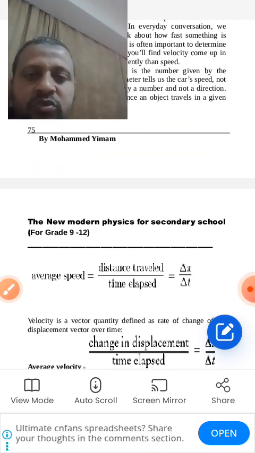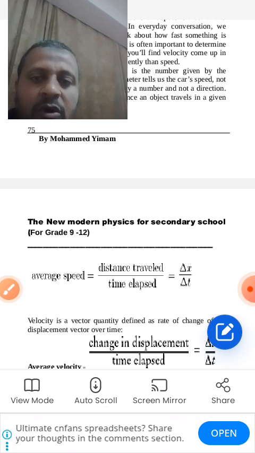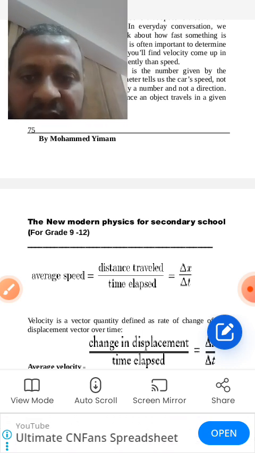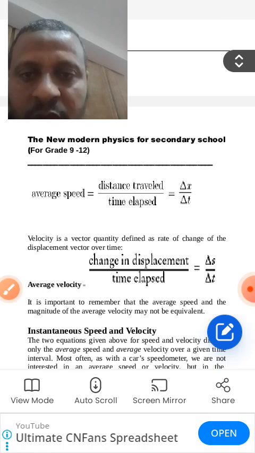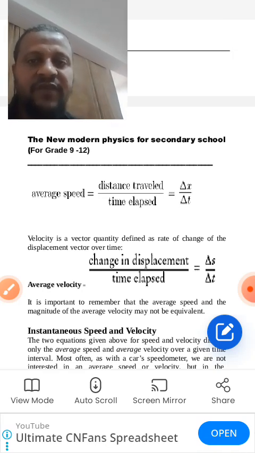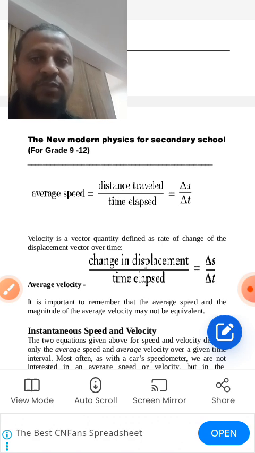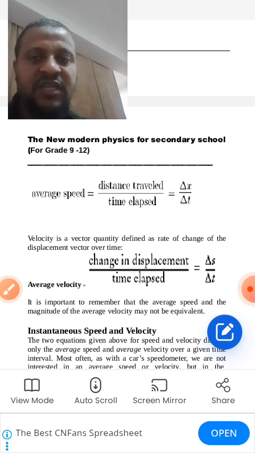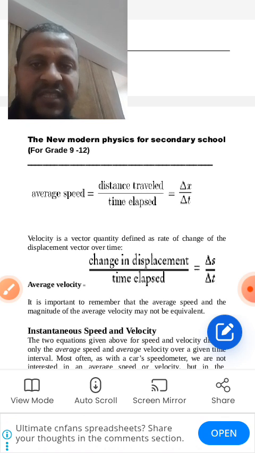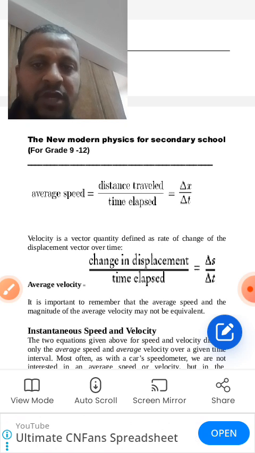Average speed is equal to distance traveled over time elapsed, which is equal to change in x over change in time. However, velocity is a vector quantity defined as the rate of change of the displacement vector over time. That is, average velocity is equal to change in displacement over time elapsed, which is equal to change in s over change in time. It's important to remember that the average speed and the magnitude of the average velocity may not be equivalent.